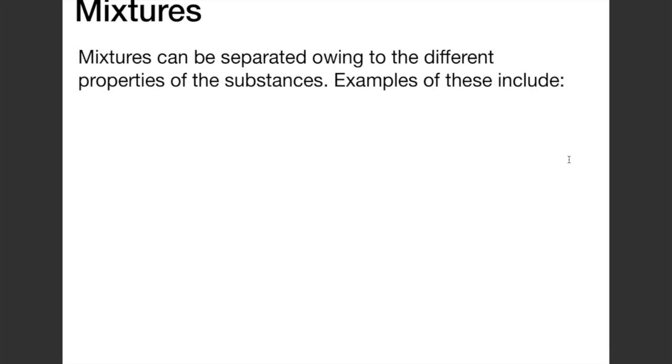One characteristic of a mixture is that it can be separated. So you can separate out the different compounds, turning that mixture into pure substances. The way in which you separate mixtures depends on the different properties of the different substances. Depending on those different properties, you would use different techniques to separate the pure compounds from each other.